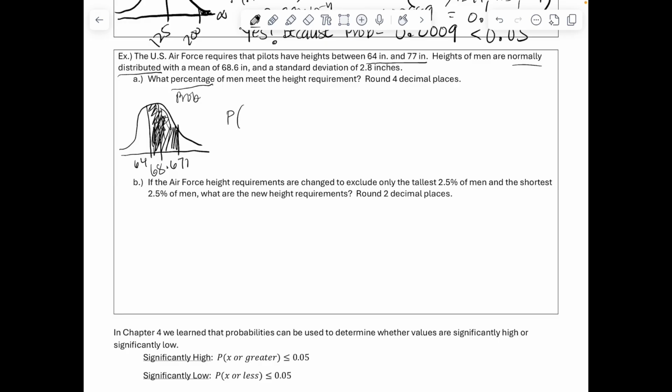So we're asked to find the probability that x is between 64 and 77 inches. So we need to use normal CDF to come up with that probability. The shading starts at 64 and ends at 77. And our mean is given to us at 68.6 and a standard deviation of 2.8.